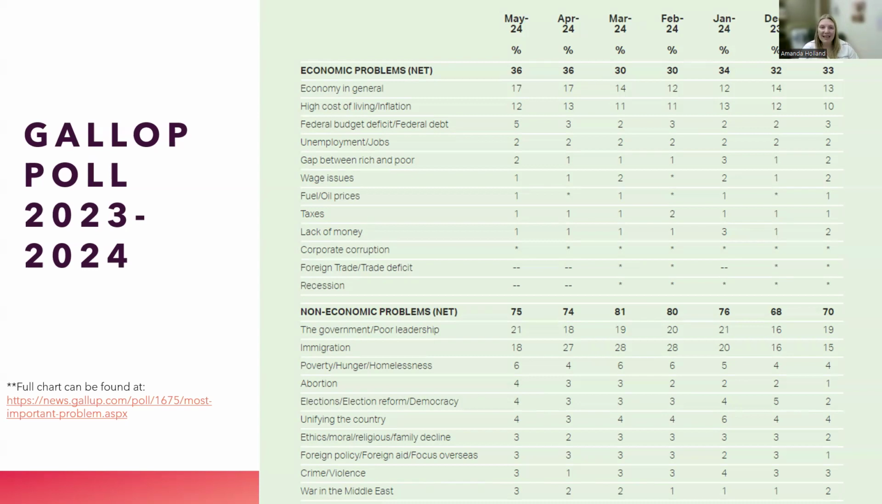All right. Thinking through this, are some of these things that you guys are worried about as well? Are you worried about the economy? The high cost of living? Budget deficit and federal debt? Unemployment? Are you worried about what's happening in the country, the government or poor leadership, immigration? Are you worried about poverty or hunger and homelessness? These things hold up as pretty universal among what people are worrying about across the United States.